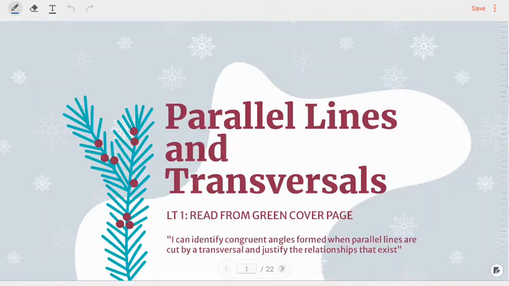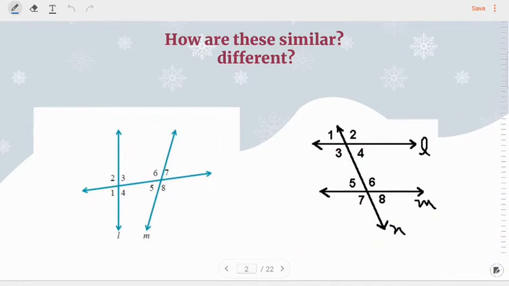This video is going to cover parallel lines and transversals, so let's go ahead and get started. The first thing I want you to do is compare and contrast these two images. Just take a second and think about what is similar and what is different.